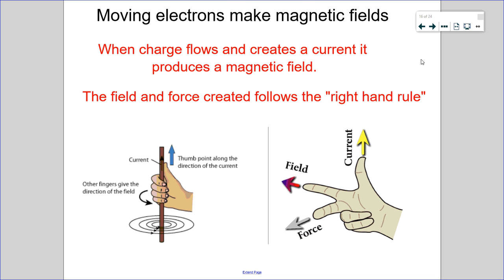All right, so now let's get to how this comes into play with magnetism. When you have electrons going through a wire, it actually creates a field around the wire. It creates this magnetic field. So when charge flows, it creates a current and it produces a magnetic field. There's this rule called the right hand rule, where if you stick your thumb up, your pointer finger out, and then your middle finger perpendicular to that, that tells you the direction of current, which way the field is pointing, and which way the force is pushing on that field.